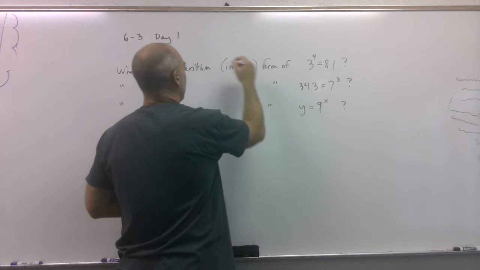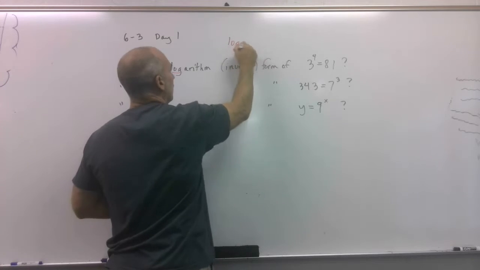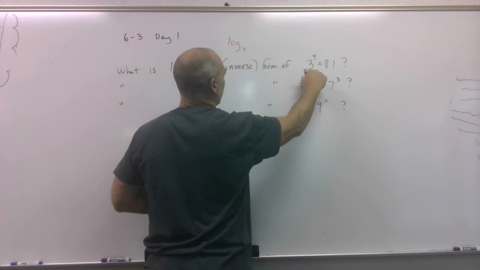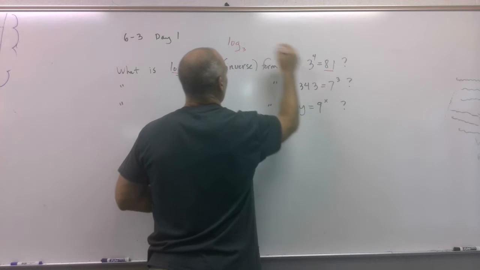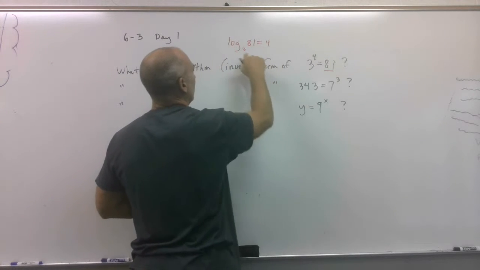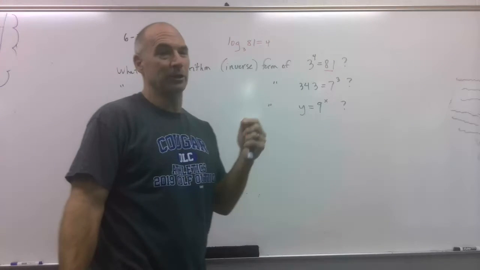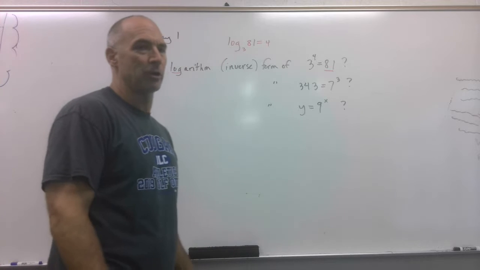So it's like, okay, that means I need a log. So it'd be log, the base is 3, right there. My answer is 81, it goes right there. My power goes right here. So I just said 3 to the 4th equals 81. Pretty simple if you kind of know the foundations of logarithms.